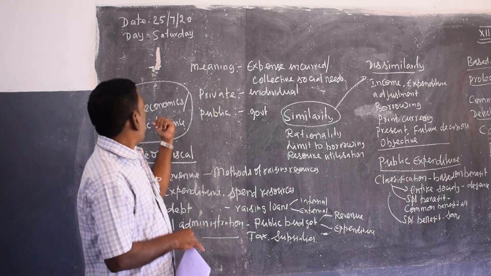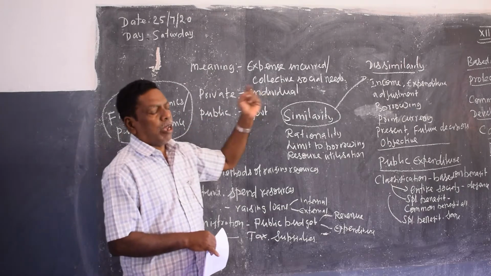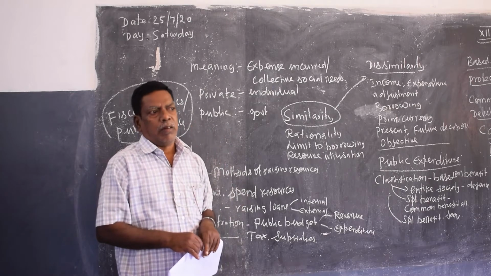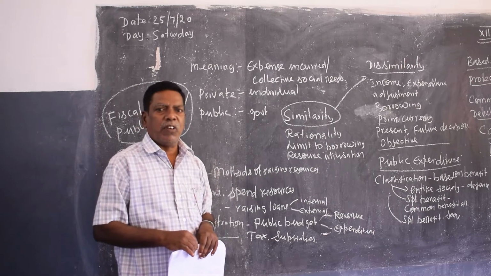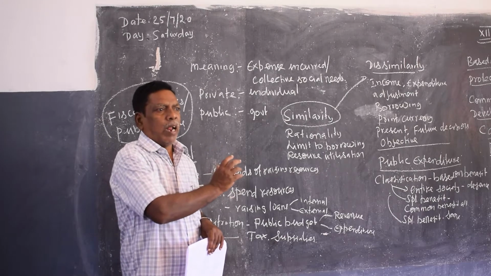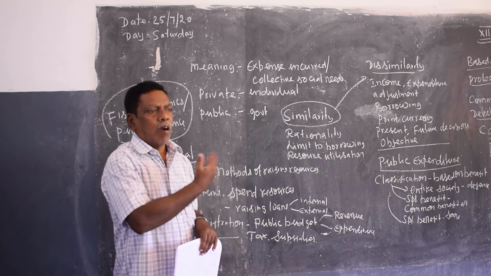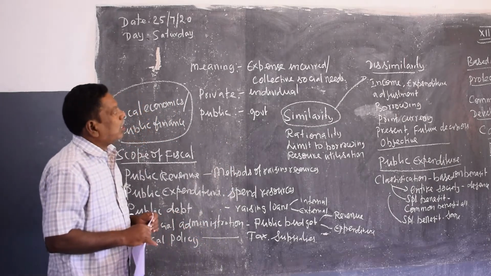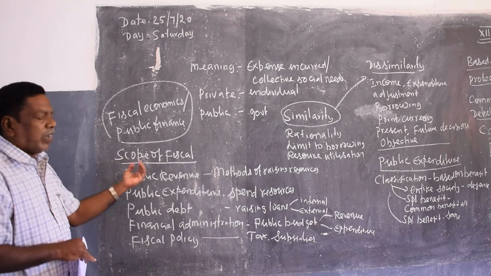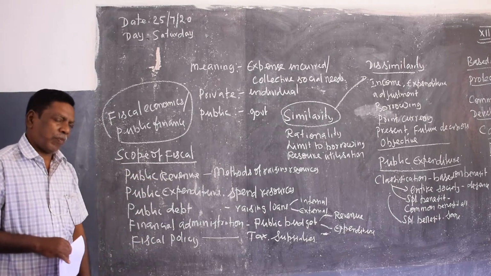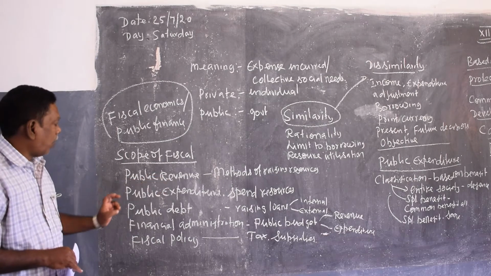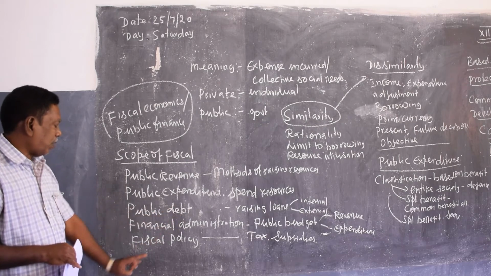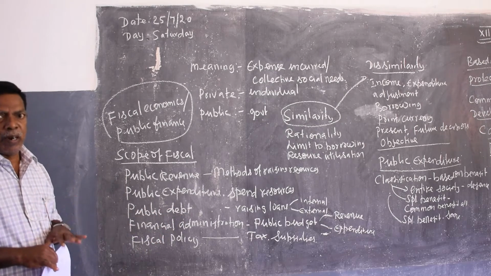So the meaning of fiscal economics is about the expenditure or the amount of resources the authority is ready to spend for the common social welfare needs of the people. That is, the programs and policies related with all this are called public finance or fiscal economics. Now, this fiscal economics has its subject matter or scope in the following manner. One, public revenue, and then public expenditure, public debt, financial administration, fiscal policy. 5 components we are having.